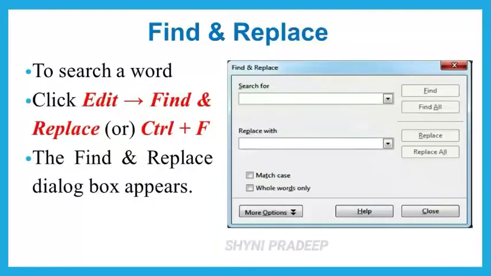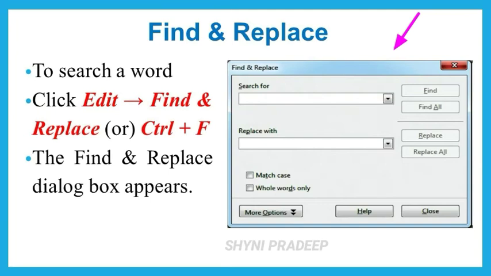Okay. What is find and replace? If you want to search the word in the document and replace that word with a new word, then you can use find and replace option. To search a word, you have to first click on the edit menu and select find and replace option. Otherwise, you can use keyboard shortcuts Ctrl+F keys. When you are giving these options, the find and replace dialog box will be displayed on your screen.